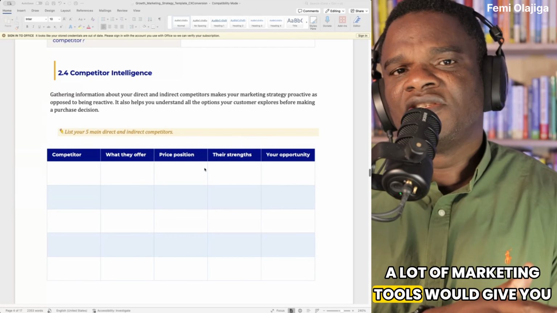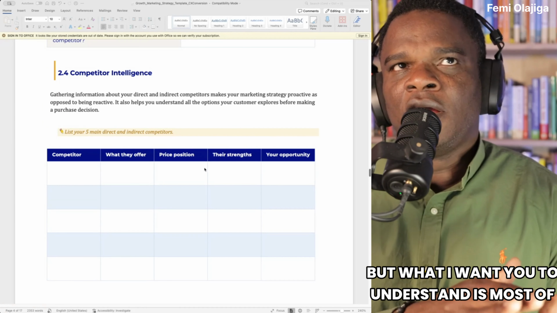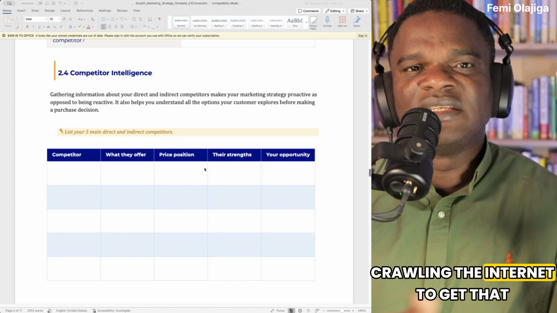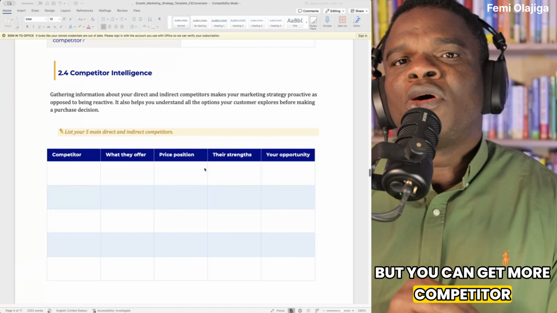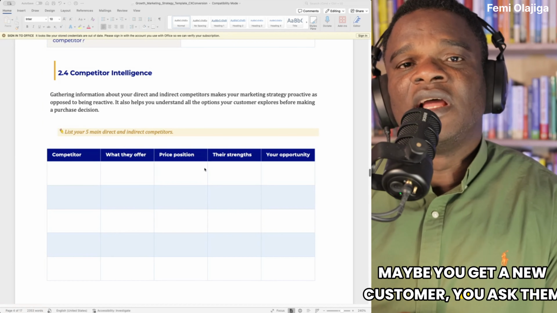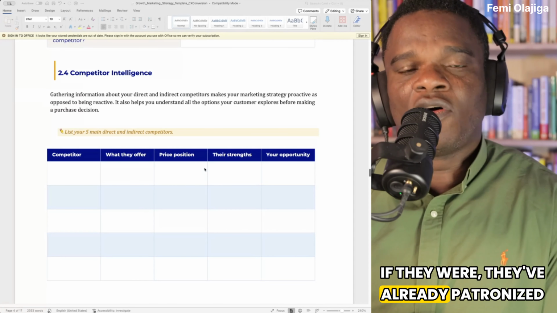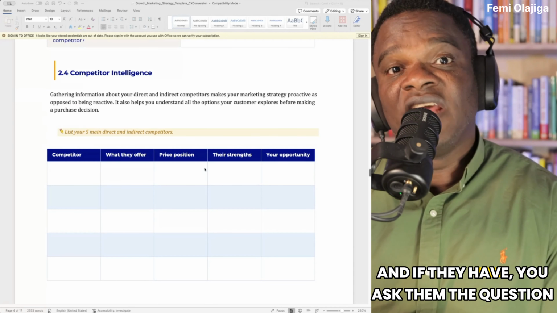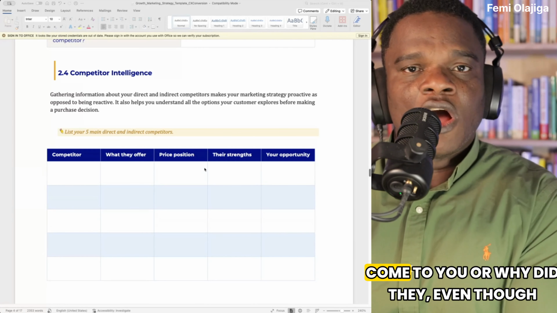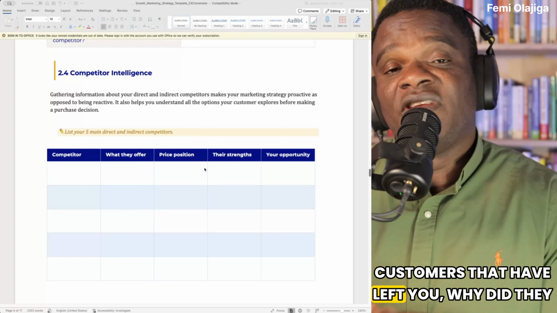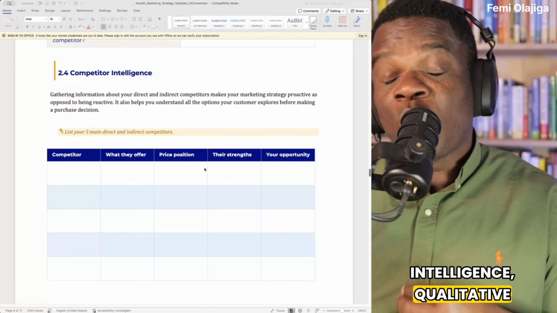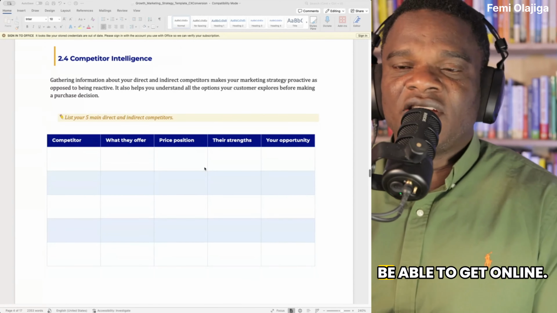A lot of marketing tools will give you competitor intelligence. But what I want you to understand is that most of these are superficial and they're just crawling the internet to get that information. You can get more competitor intelligence by actually talking to your customers. Maybe you get a new customer, you ask them if they've already patronized your competitor, and if they have, you ask them why they came to you. Even with customers that have left you, ask why they left you for your competitor. That kind of qualitative competitor intelligence is something you might not be able to get online.